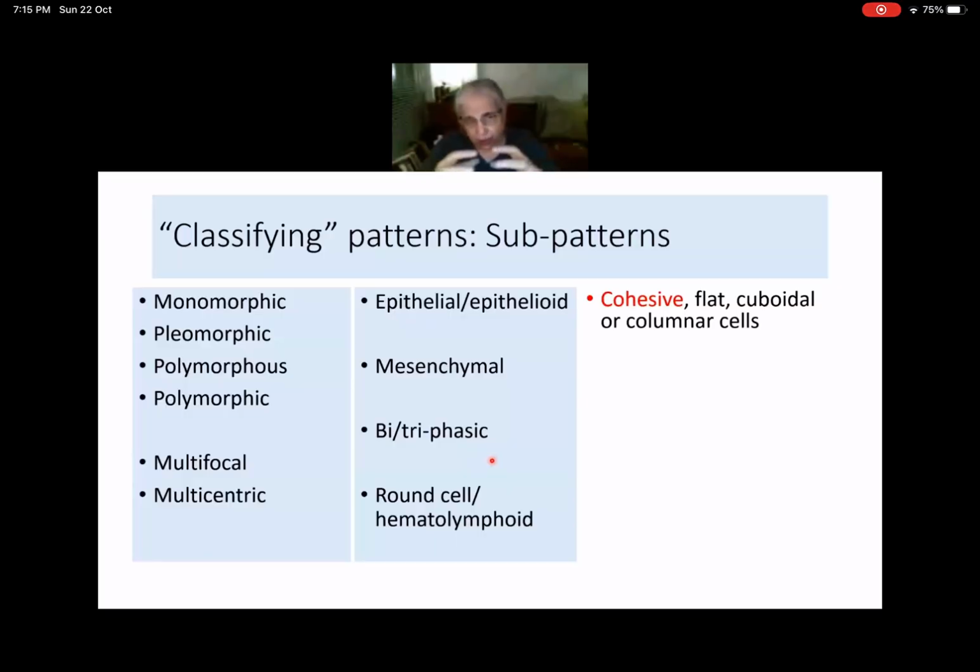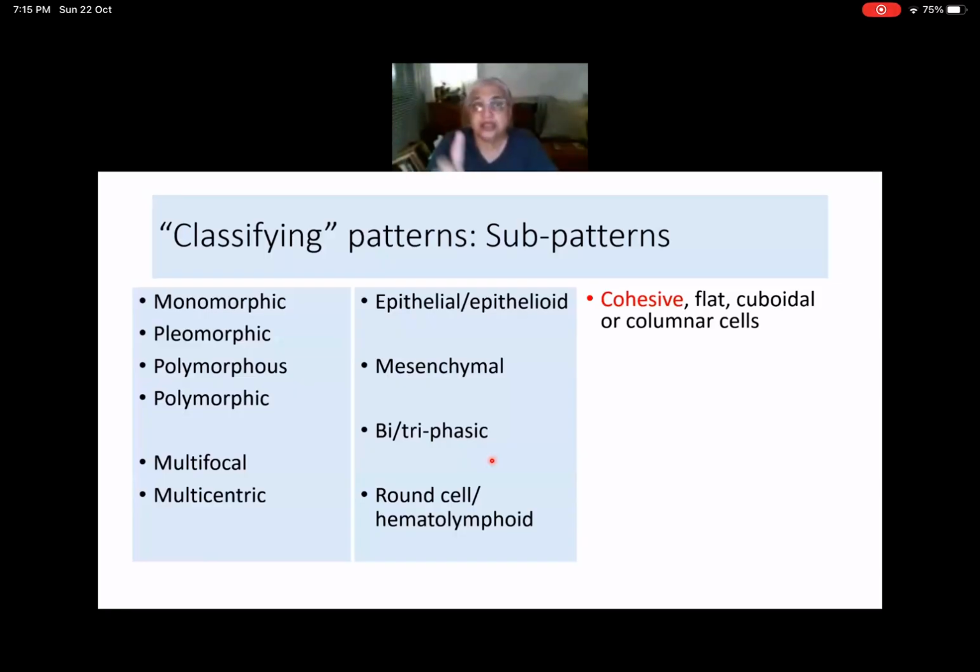Sometimes this is flat, and when you look at an epithelioid pattern, the cells that make up that epithelioid pattern are usually cuboidal or columnar. Very, very seldom can they be spindle. It's very unusual to get a spindle cell forming an epithelial pattern, or a group of spindle cells forming an epithelial pattern. It very, very seldom happens. Okay, so that's epithelial or epithelioid.